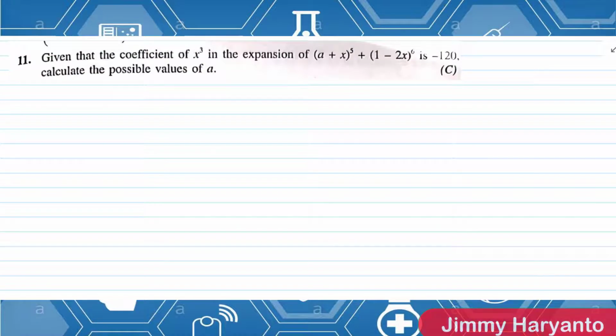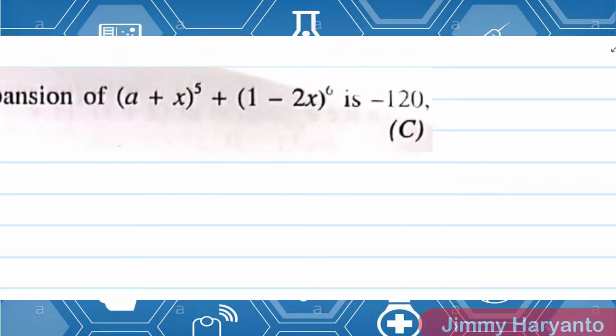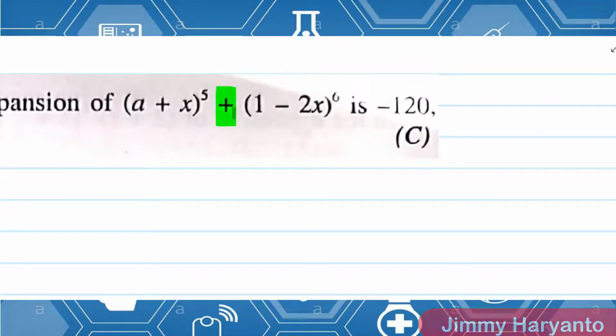Okay, next is number 11. Given the coefficient of x cubed, that means the question wants us to find x cubed. So first I have (a plus x) to the power of 5. This step will be the same as the previous one, for number 5, the last one. (A plus x) to the power of 5 means 5c0, and then a, and then x, and so on. But this time the operation is not multiplication, it's only addition. Take a look at this, it's only addition.